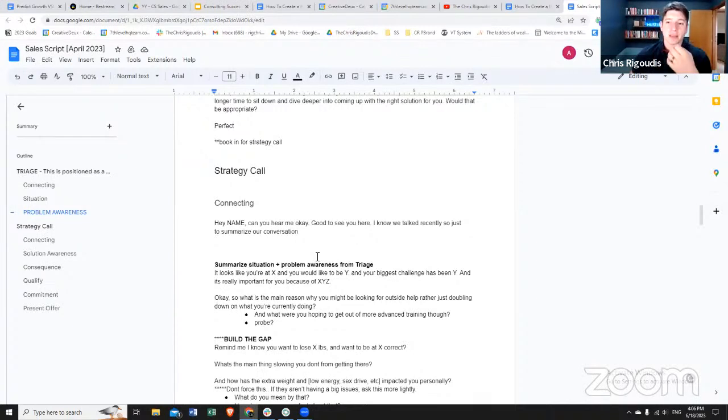Solution awareness, the first part is objection prevention. We want to see if we can uncover any red flags ahead of time and start preventing them, so we don't have to butt heads with them at the end of the call. And in the second part of solution awareness, we build them up.